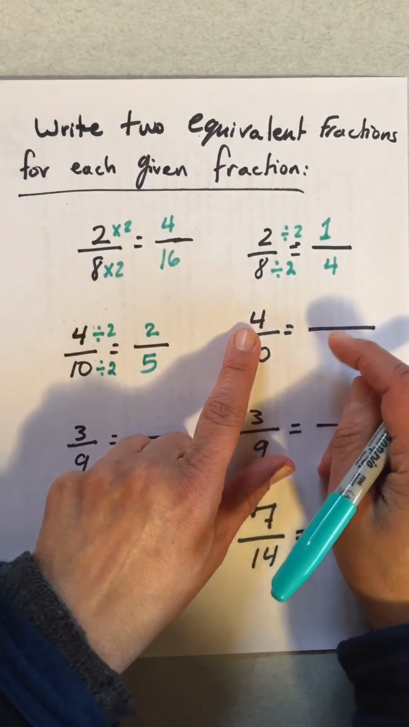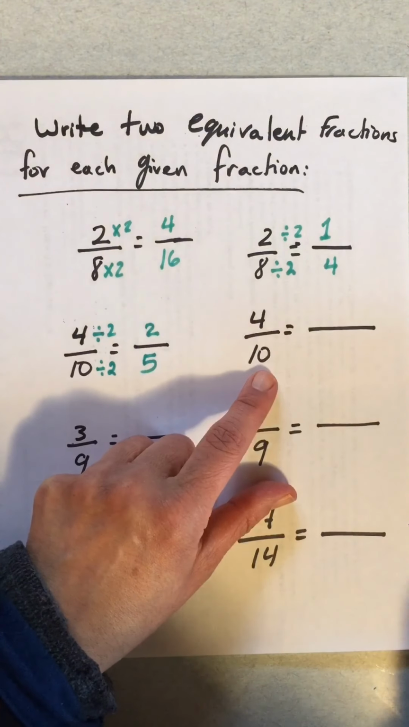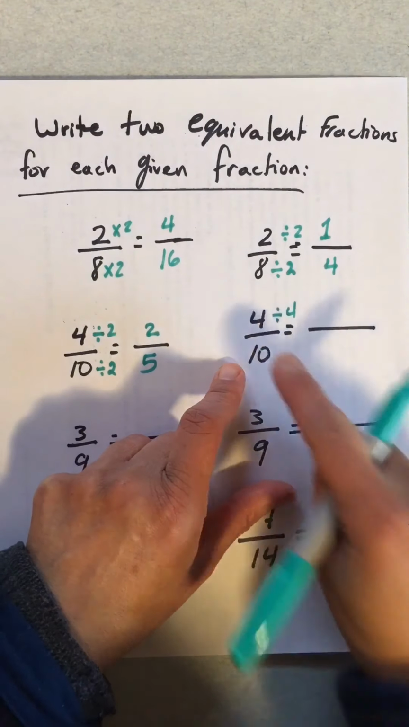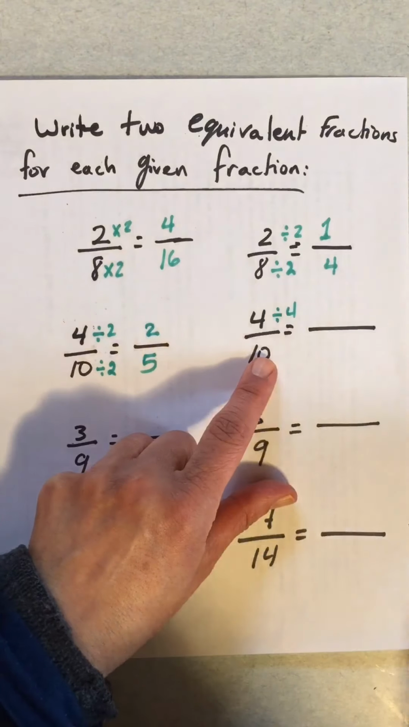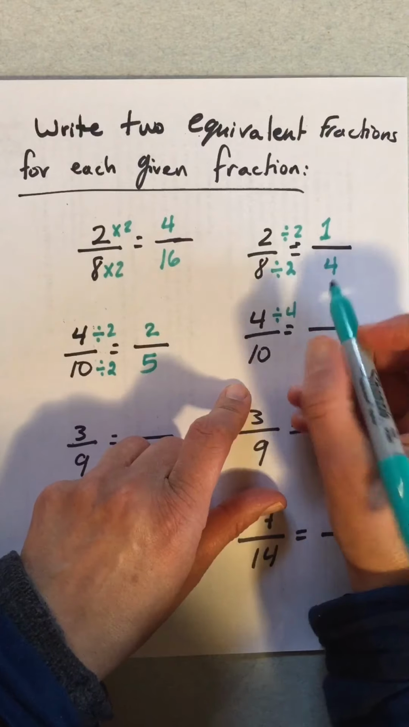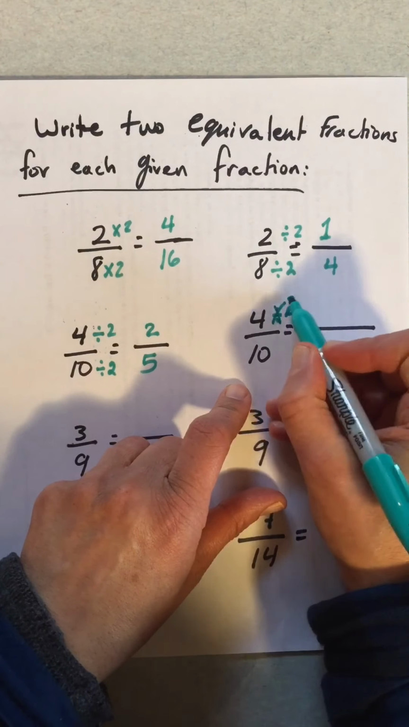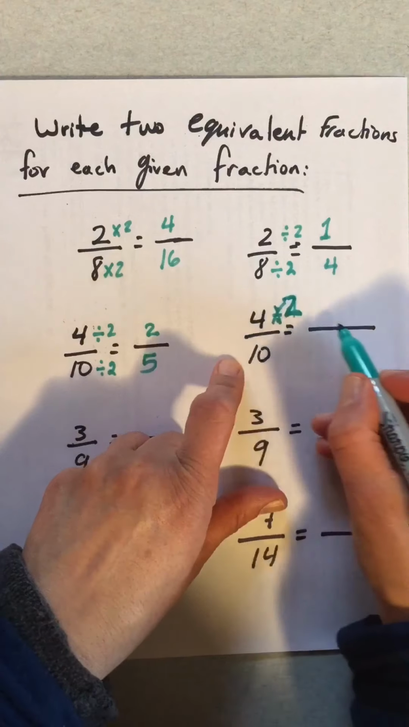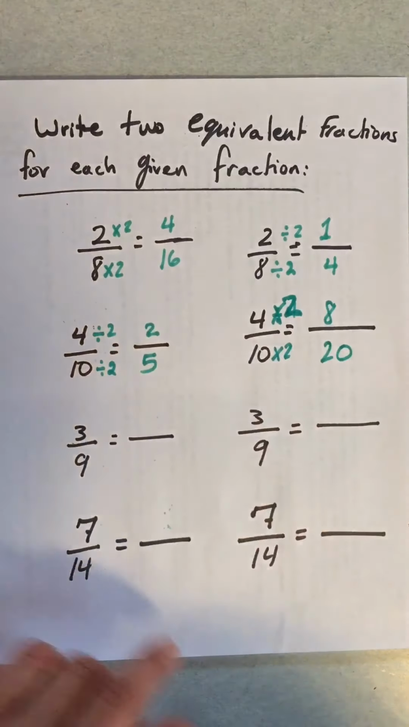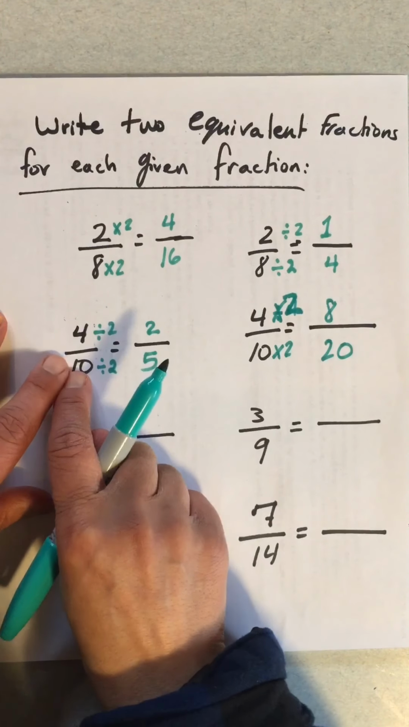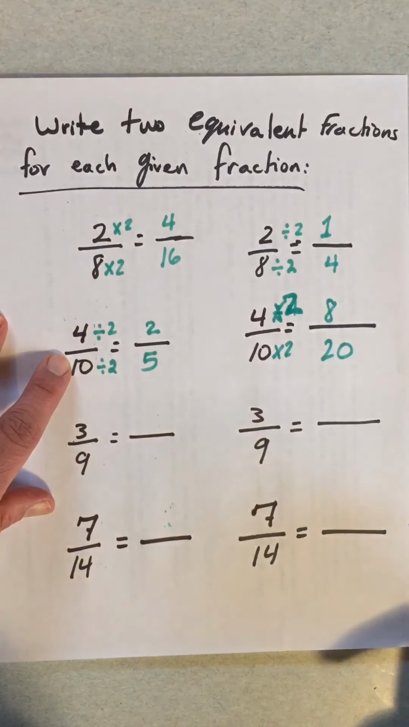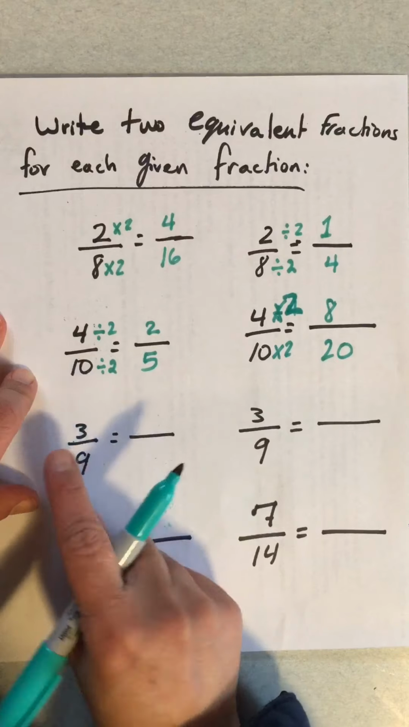Let's try this one. I can divide it, or I can multiply it, or do whatever I want. I'm going to divide it by 4, just to make it simple. No, I cannot do that, because 10 doesn't divide by 4. But we can times 2, right? 4 times 2 is 8. 10 times 2 is 20. Sorry about that. So here's the fraction. 4 over 10 is the same as 2 over 5, and it's the same as 8 over 20. Try it, okay?